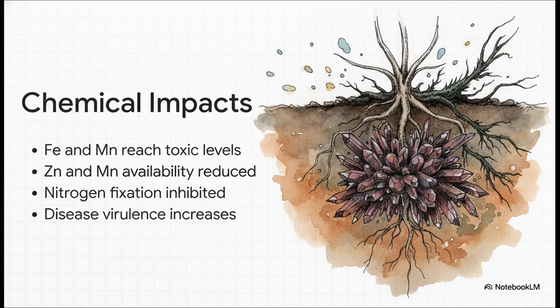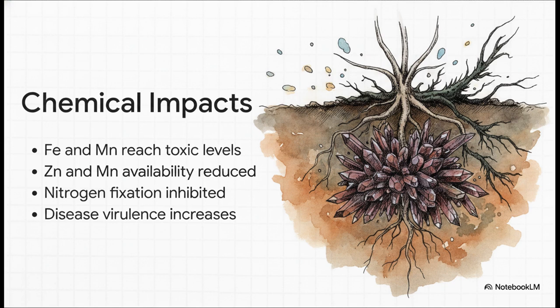And this whole situation creates a deeply fascinating chemical paradox inside suffocating soil. Because of the poor aeration, the availability of certain essential nutrients, like zinc and manganese, is severely reduced. Yet at the exact same time, the altered chemical state pushes other elements, like iron and manganese, to outright toxic levels. On top of that, vital processes like biological nitrogen fixation, which completely rely on well-aerated microbes, are totally inhibited. And just to top it all off, the incidence and virulence of plant diseases significantly increase. Clearly, poor aeration is a total disaster for soil health.